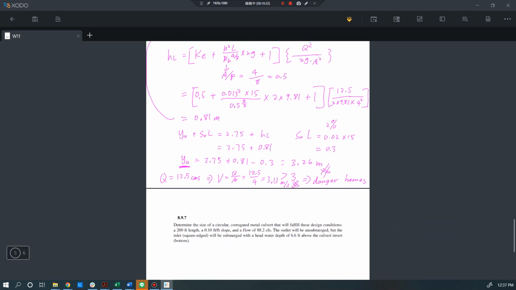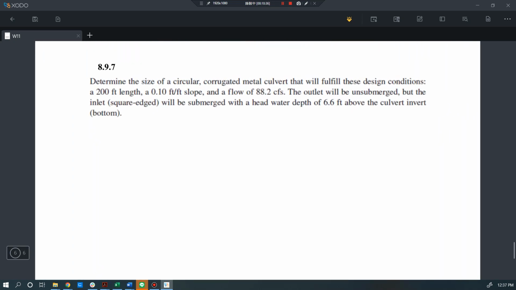Okay, then we can move on to the next problem. In this last problem, problem 8.9.7, we want to determine the size of the circular corrugated metal culvert that will fulfill this design condition shown below, which is a 200 feet length with 0.1 slope and a flow of 88.2 cubic feet per second.